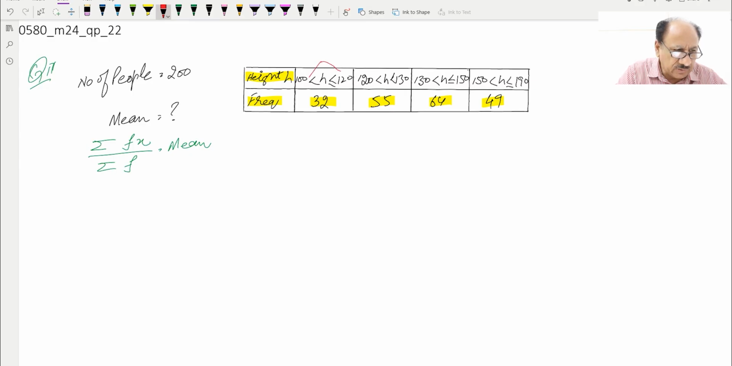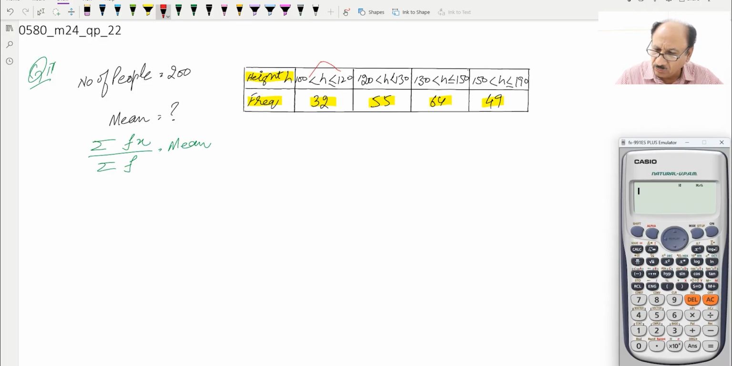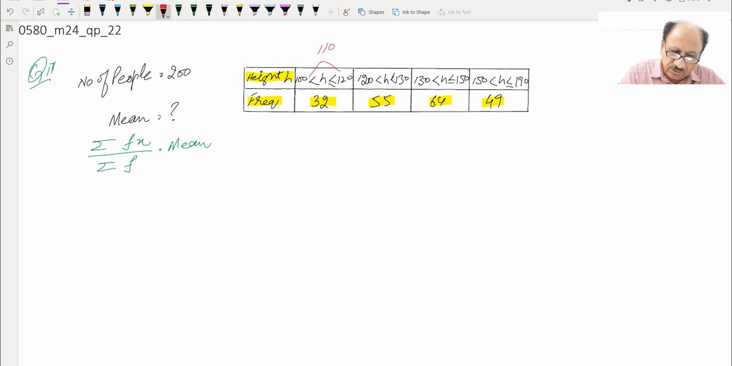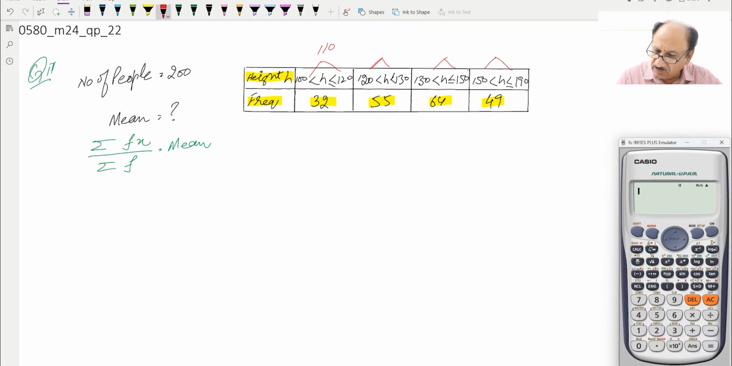This one is the range, and we need to calculate the middle of the range. To calculate the middle of the range, we will add 100 plus 120, and this will be divided by 2, and we will get 110. So here we got 110. Similarly, we need the mid range for these also. So 120 plus 130 divided by 2 will give us 125.